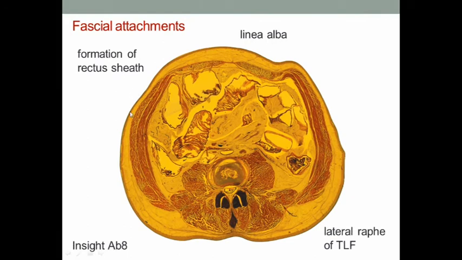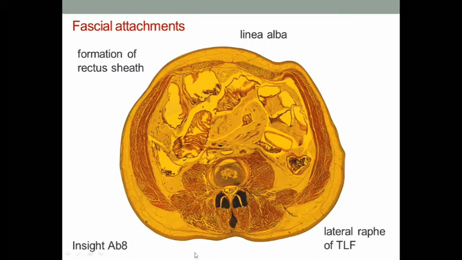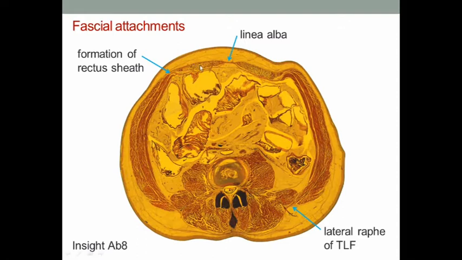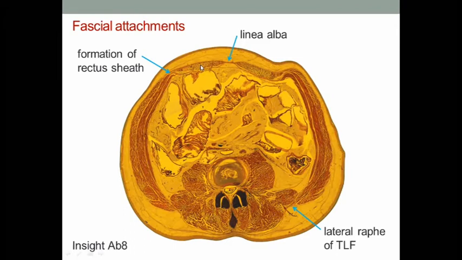We can see the same sort of thing on this plastinated section, where we've got the lateral raphe of the thoracolumbar fascia on either side. We can see the three muscles of the abdominal wall, the external, internal oblique, and the transversus abdominis, and these are eventually all coming around here anteriorly to meet at the linea alba, and where those aponeuroses are meeting anteriorly, they're forming this rectus sheath that surrounds the rectus abdominis. So these are those unusual fascial attachments of these muscles of the abdominal wall.